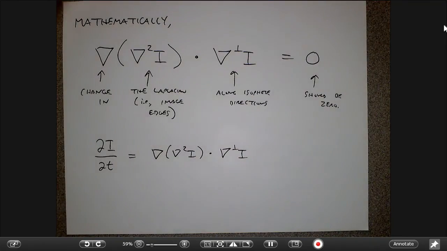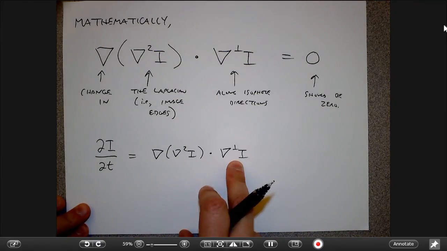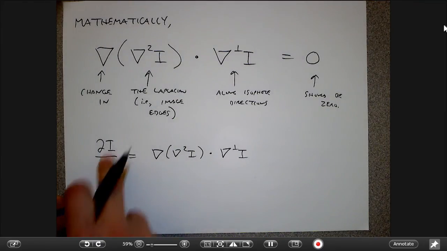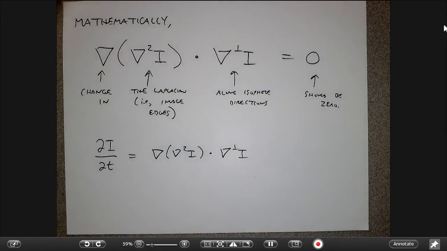So why does this work? This is like saying, when this thing is 0, then dI/dt is 0. That means that the image has stopped changing, right? So in some sense, everything stops when the right-hand side of the equation is 0, which is what I want. That's saying that I've satisfied the conditions that I want for inpainting.